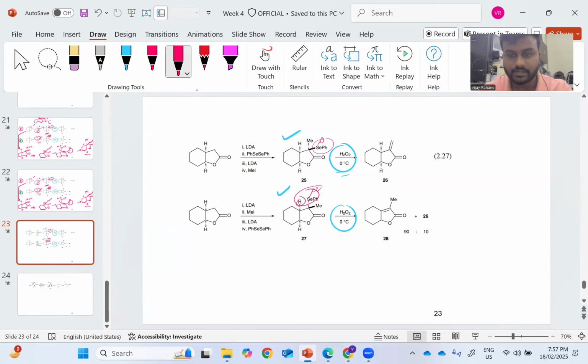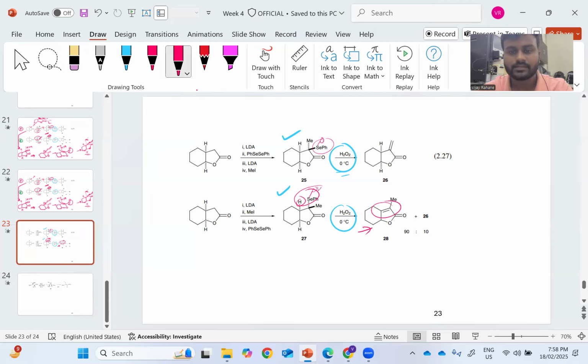That's why the olefination occurs here, in this way, because according to Zaitsev's rule, the more highly substituted olefin is the more stable, right? So this is the quaternary olefin. So that's why the oxidation occurs in this one.